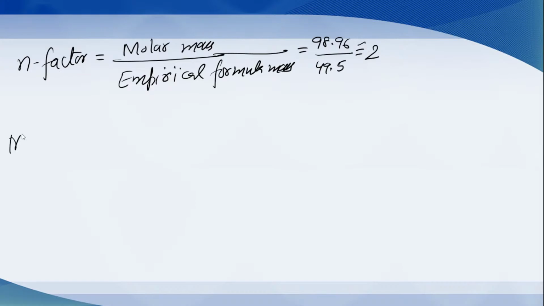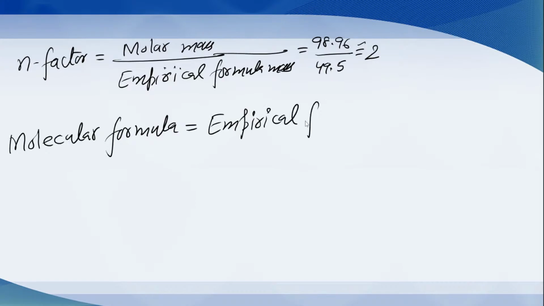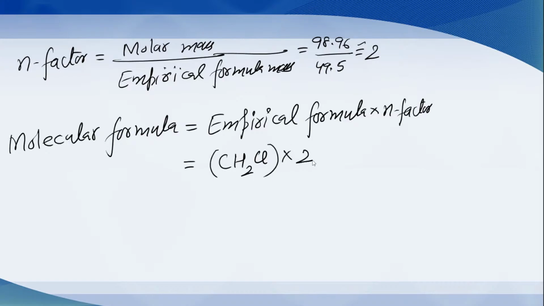So in this way, the molecular formula is equal to empirical formula into n factor. So it is CH2Cl into 2, which means it is C2H4Cl2. So that is the molecular formula of the compound.